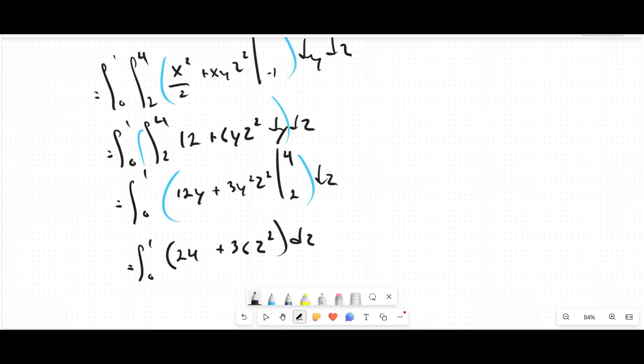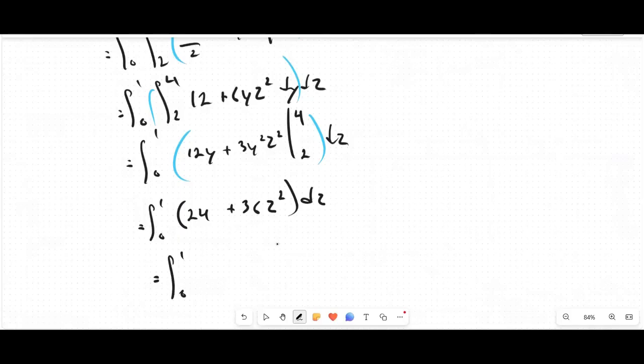Let's just see, 12y, 4 minus 2 is 24. Yep, 3y squared. That makes sense, yeah. So we plug in 4 and 2, 16 minus 4 is 12, 12 times 3, looks good to me, okay. And then one more line.